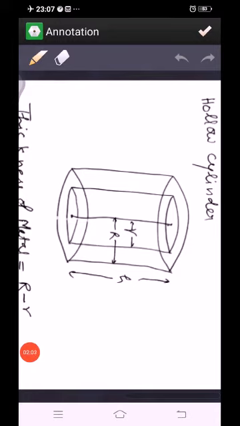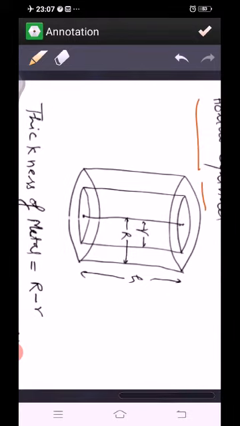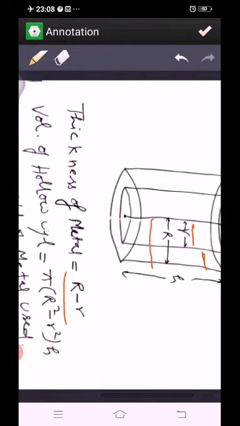Now hollow cylinder. Hollow cylinder means just like a cylindrical pipe. We can say it is a pipe. So here we can see internal radius, that is small r, and external radius, that is capital R. So the difference between capital R and small r will be the thickness of the material, the thickness of the pipe. So thickness of the metal pipe is capital R minus small r, that is external radius minus internal radius.